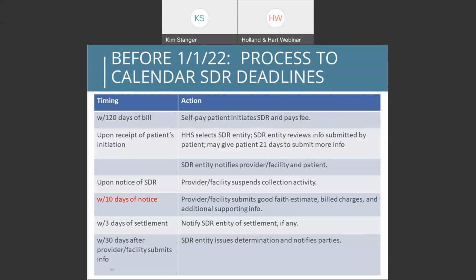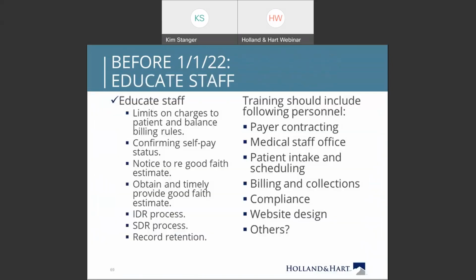Again, similar to the IDR, the key here for providers is, once you get that notice of the SDR, you need to stop collection efforts and you need to respond to the SDR within 10 days of the notice by providing the relevant information. You're going to want to educate your staff concerning all of these requirements, and think about the staff that you need to educate. It's probably going to be certainly your payer contracting persons, your medical staff office, your patient intake and scheduling, billing and collections personnel, compliance personnel, website design, and perhaps others.